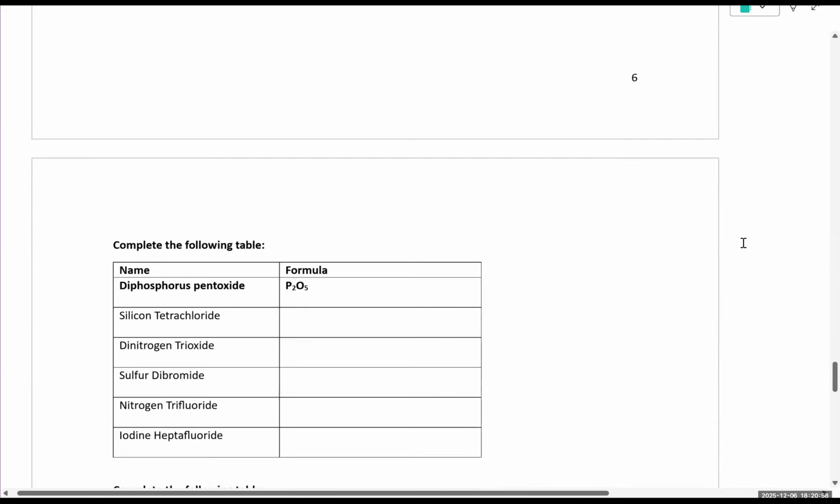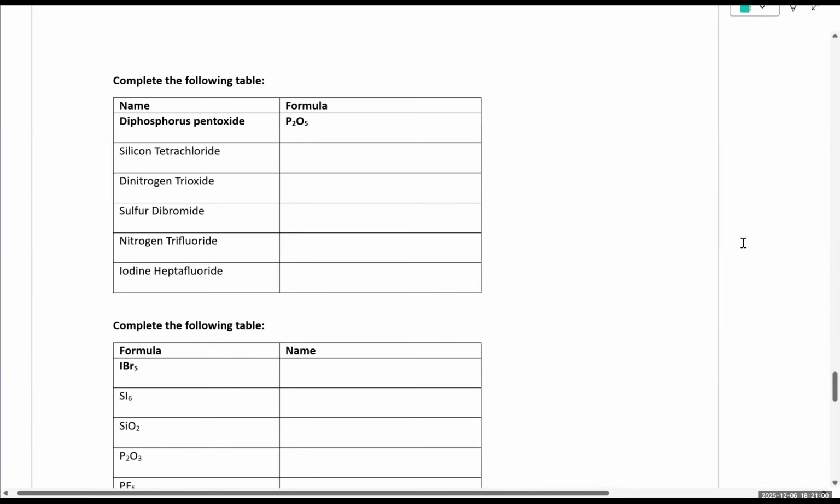Okay, let's talk about the next exercise. Here we're asked to complete the following table, where we're asked to write the formula for each of the covalent compounds. So when you name covalent compounds, you're going to have to be familiar with the common prefixes. For example, diphosphorus pentoxide: the di tells us we have 2 phosphorus atoms. Pentoxide tells us we have 5 oxygen atoms.